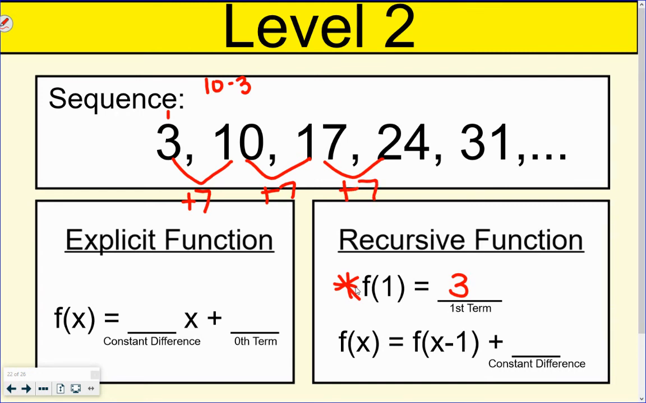Now, if you look, that's your constant difference. It goes here, but it's also in your explicit function that we've already been studying. It goes right there. So the only thing I still need to find is my 0th term. That's the one before it that doesn't really belong in your sequence. So if I added 7 to go this way, to go backwards, I'm going to subtract 7. So 3 minus 7 is -4.